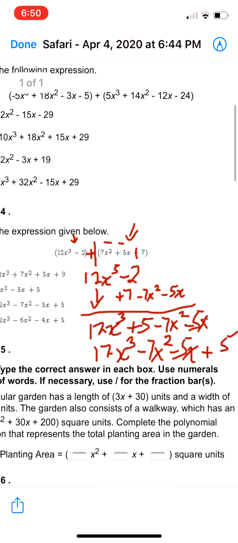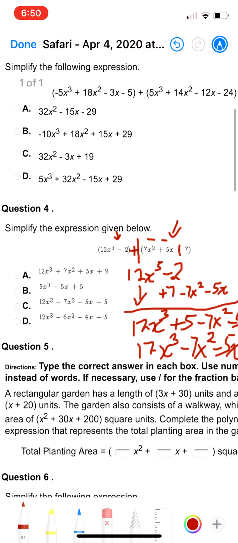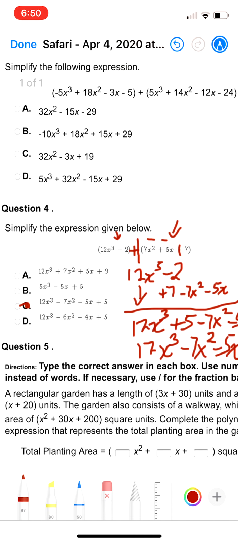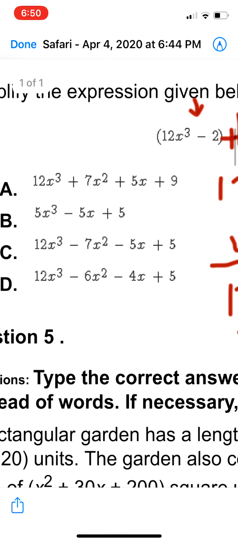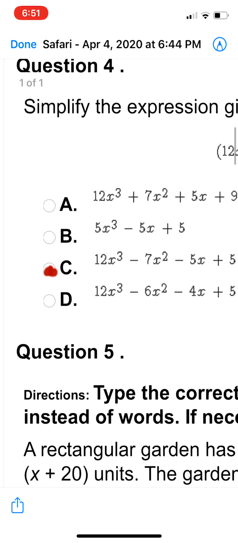So your answer there is going to be C. Oopsies. That's so ugly, I'm sorry. Let's zoom in. Why do I keep on doing that? I'm sorry. So let's zoom in and choose our answer nicely. Okay. So let's move along.